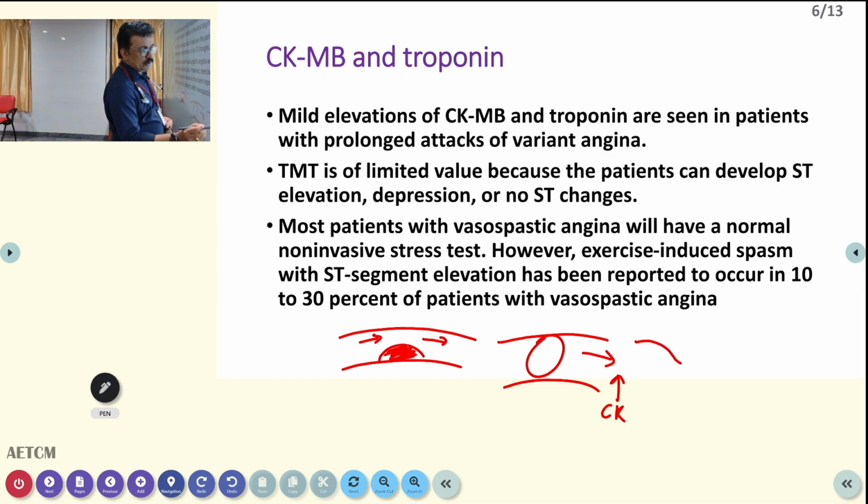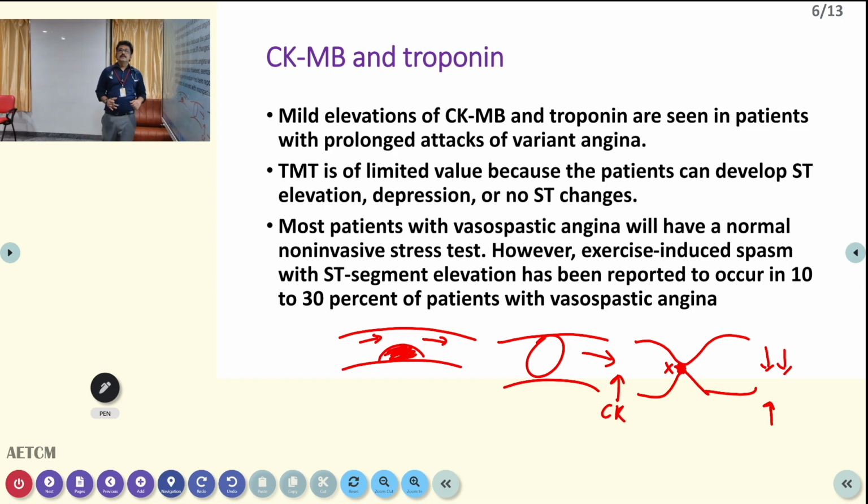Here the problem is that for a short duration of time there is a complete disruption in the blood supply of the coronaries. So the cardiac muscles will get less blood supply for a transient period of time. That also mildly elevates the cardiac enzymes, not like myocardial infarction. So there can sometimes be elevation of CKMB or troponin, but it is very, very minimal.